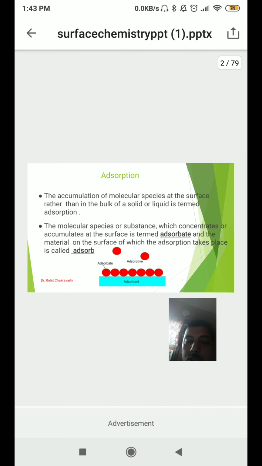All right, so these are the two important terms in surface chemistry if you talk about adsorption: adsorbate and adsorbent. And when there is a saturation of adsorbate, there are a few particles which move up, which are known as adsorptive.